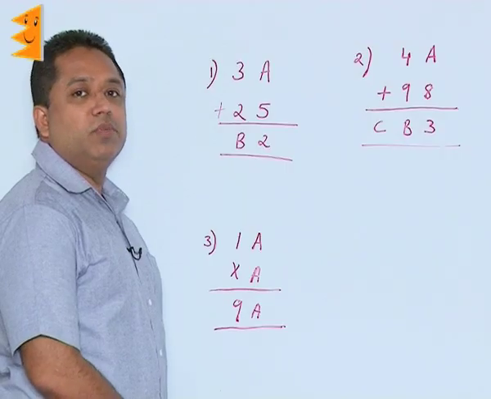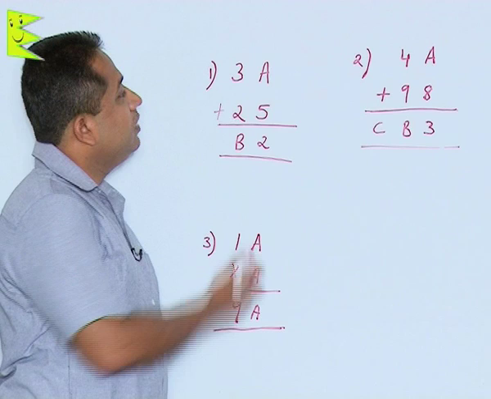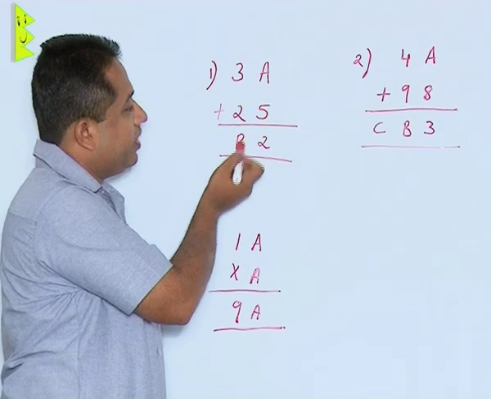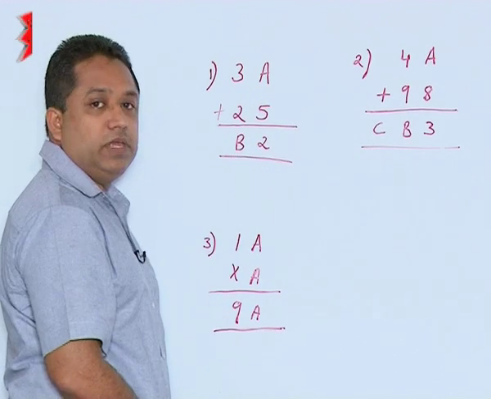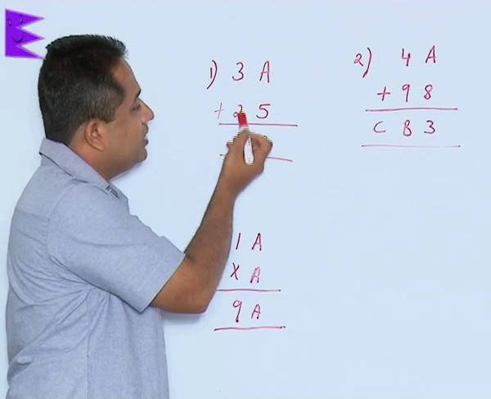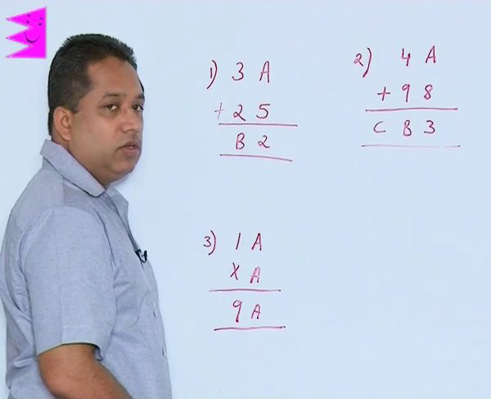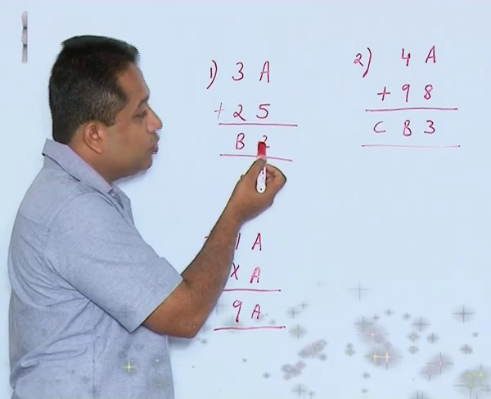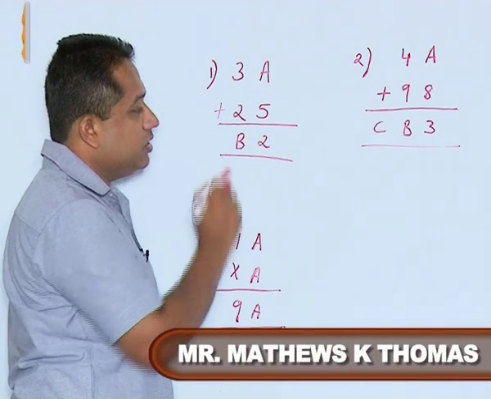We are going to look at some more examples where we have to find the missing numbers. 3a plus 25 is giving us b2. There are two unknown quantities here, a and b. And this is an addition sum, that means on adding a and 5 I have to get 2, that is, the units digit is 2. It could be a 2-digit number, but at the moment the units digit is 2.